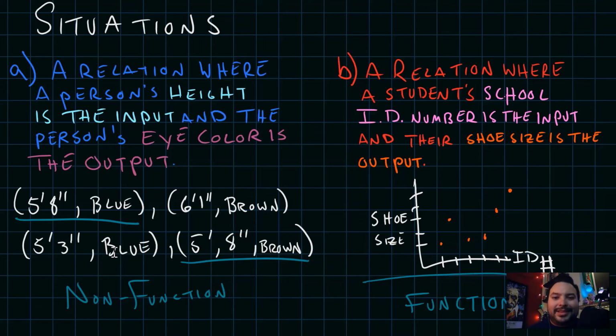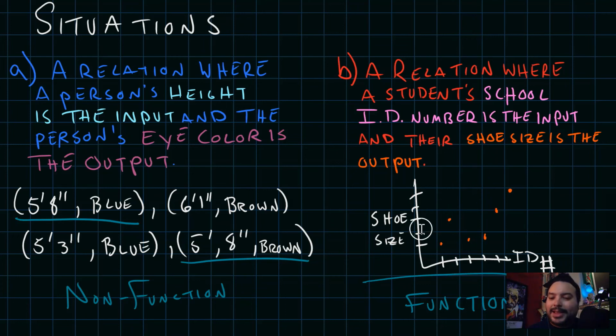Now let's look at our B example. Our B example says a relation where a student's school ID is the input and their shoe size is the output. So I know that none of these things really have anything to do with each other, but even in this situation, since every student has their own unique ID, it doesn't make any sense for there to be an X value with two different Y values. Most people have the same shoe size as themselves.